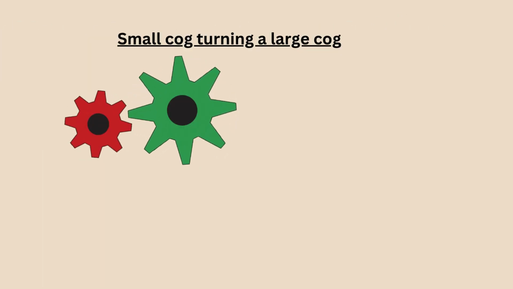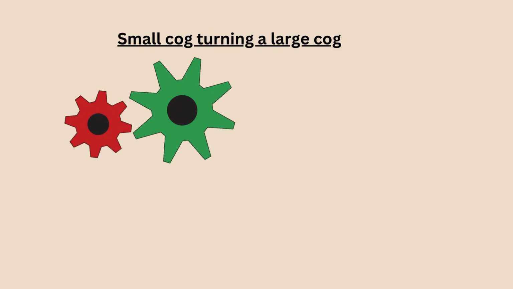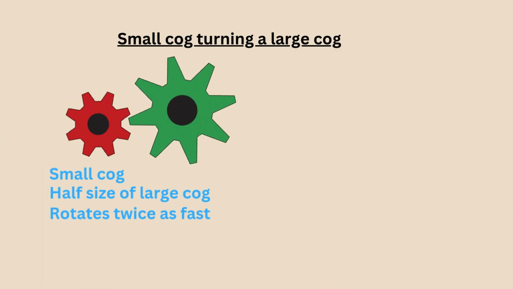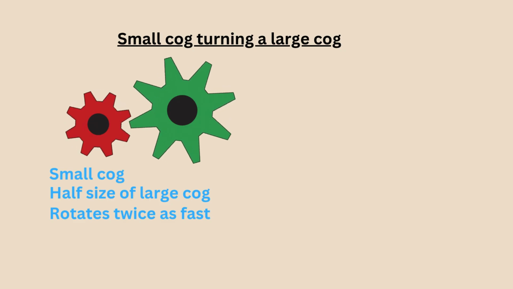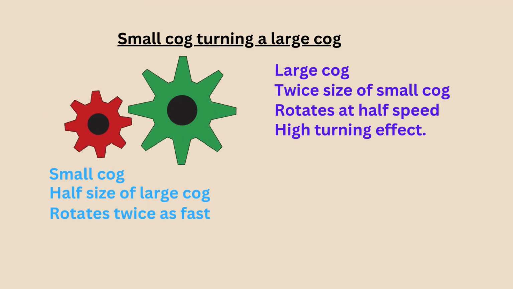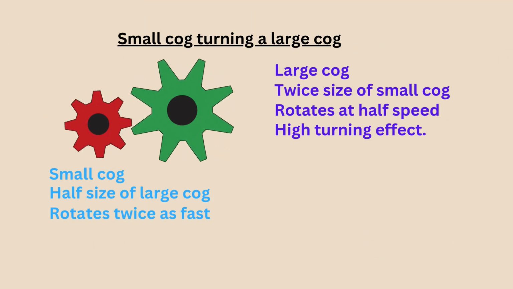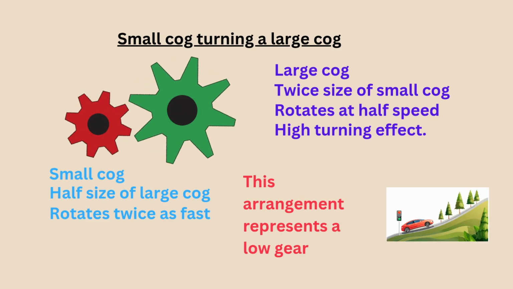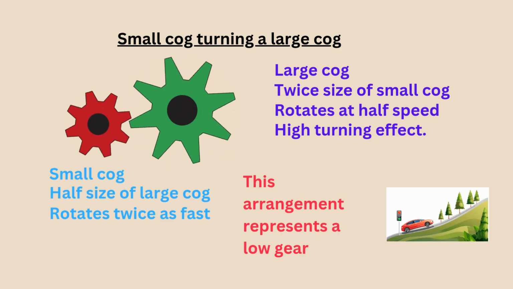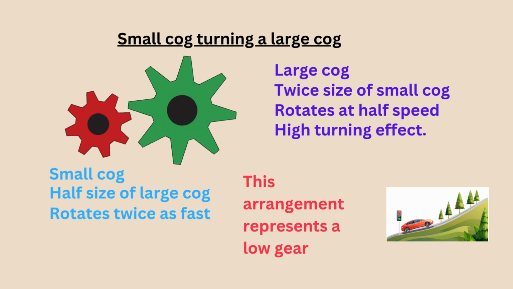In the case that a small cog is turning a large cog, and this small cog is connected to an engine whilst the large cog is connected to a wheel, the small cog is half the size of the large cog, so it rotates twice as fast. The large cog is twice the size of the small cog, but it rotates at half the speed, but with a high turning effect, and this high turning effect would represent a low gear, which you would use for a car to go up a steep hill.